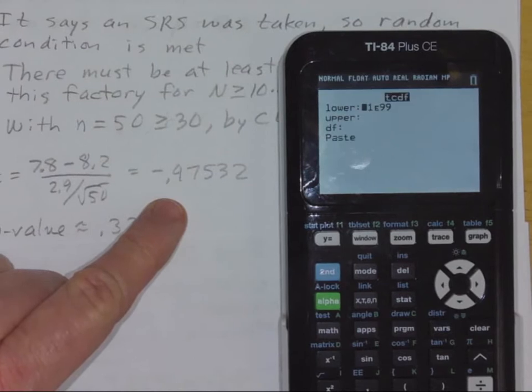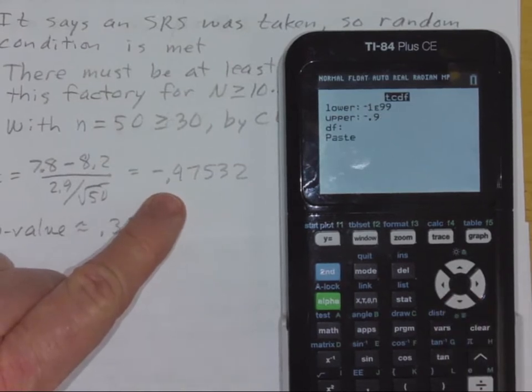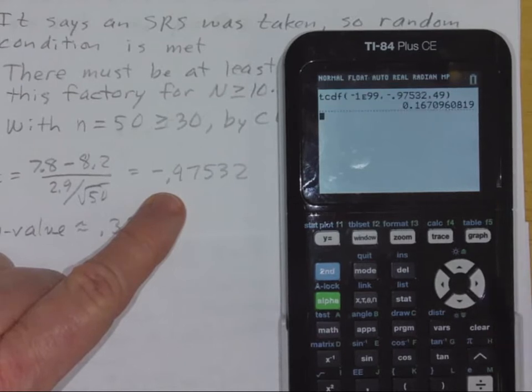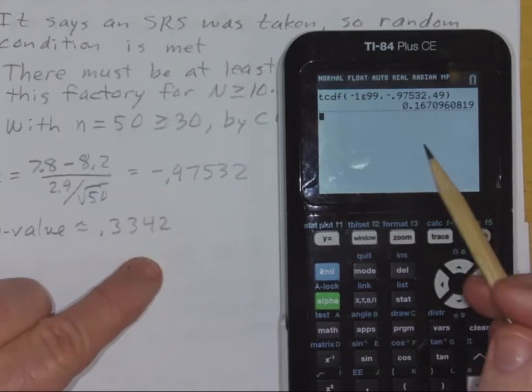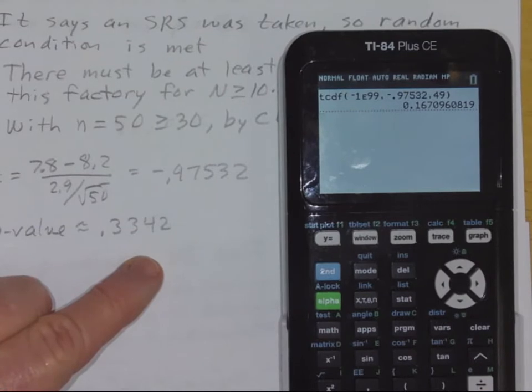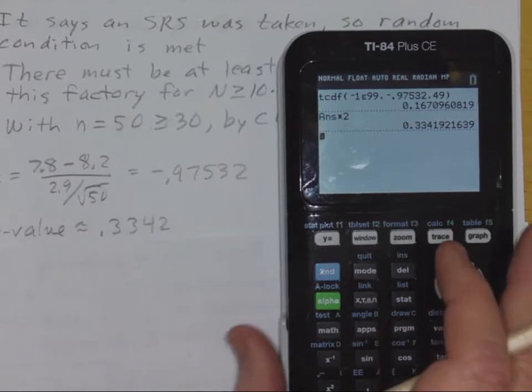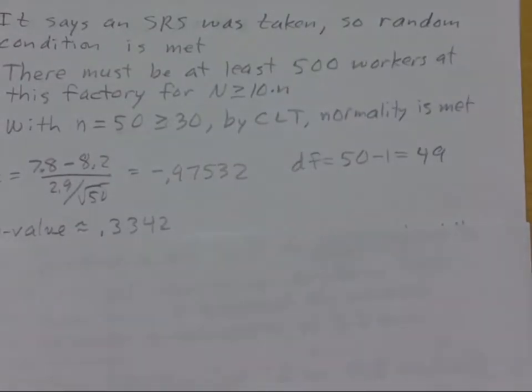So we go tcdf, and so it's negative infinity to negative 0.97532. And then our degrees of freedom is sample size minus 1, 49. And so then we go like that, boom. And so that is that, but it's a two-sided test. So I go times 2. And there's the p-value. So that is sort of doing it by hand in essence.